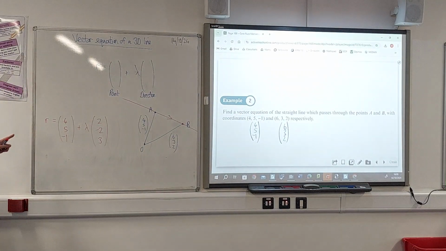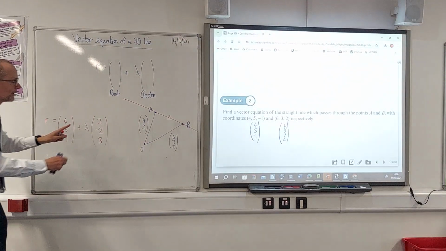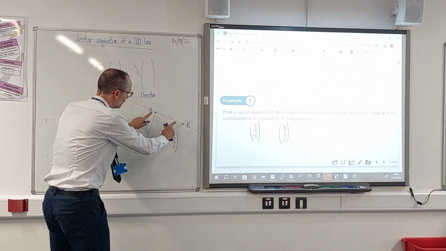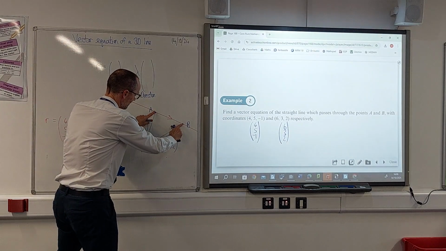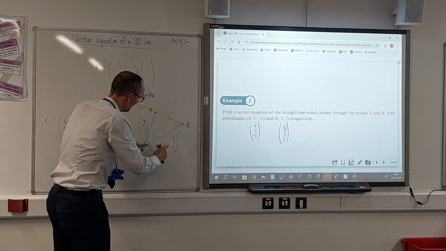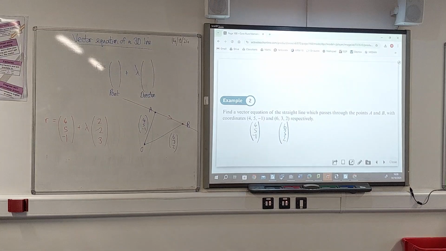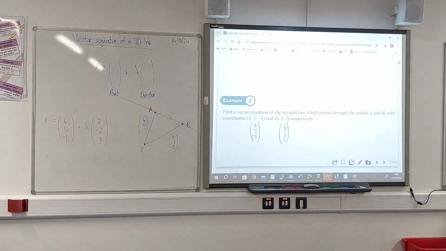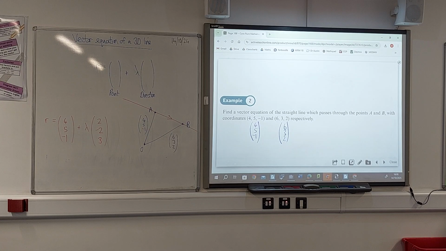So to describe it in this way, we need a point, so I could have used that one or that one. Either of those could have gone there. And a direction. Well, the direction of the line is this vector here, and that's what we already worked out. And so that is the answer. Now, shall we try and draw that on our calculators? Because that's very exciting.